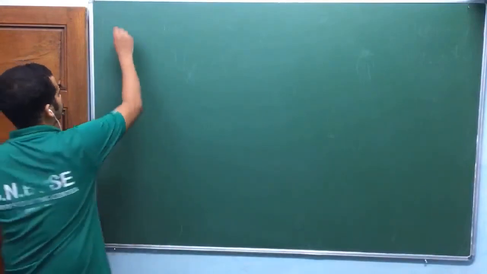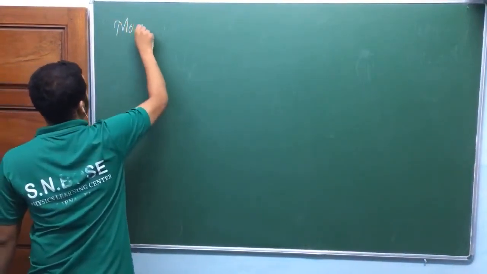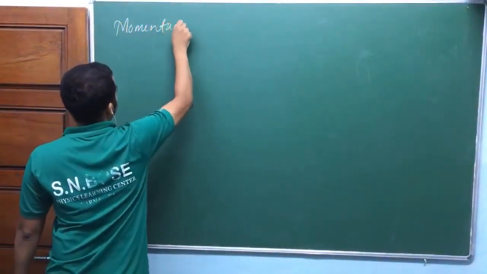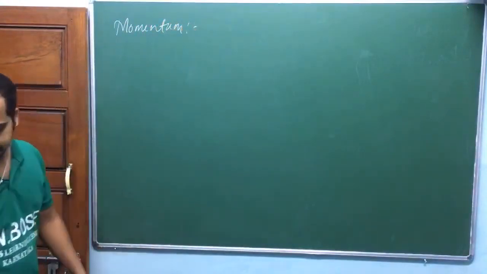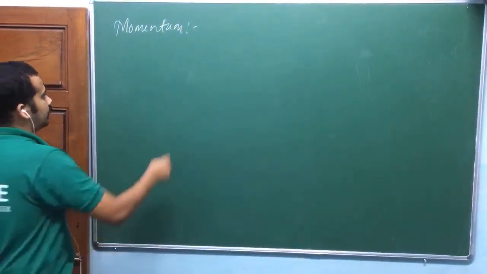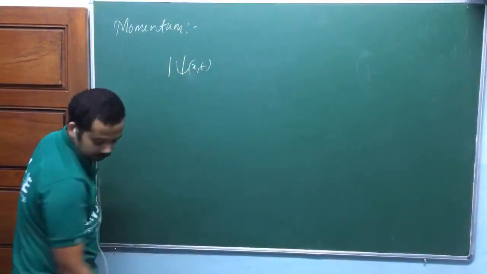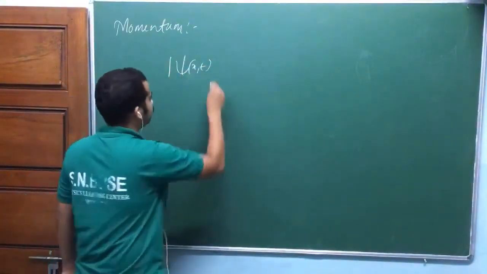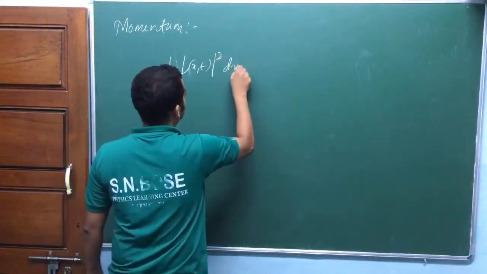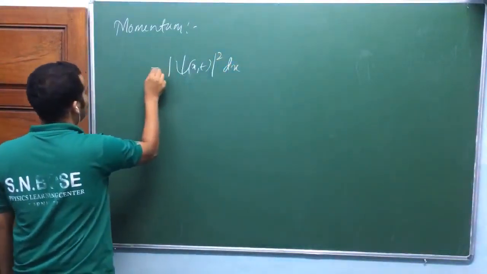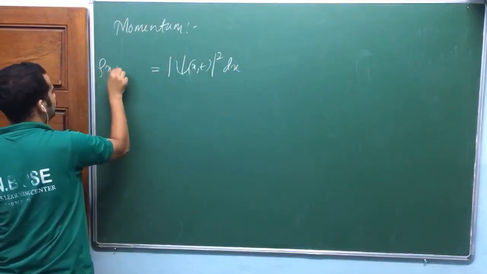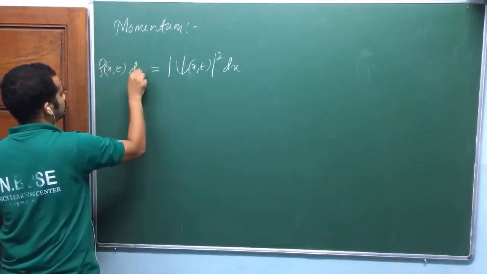Get into the next part, momentum. Now again, it is defined like mod psi of x comma t, mod psi of x comma t whole square dx. So this is equivalent to our rho of x comma t dx. So can I write like this?